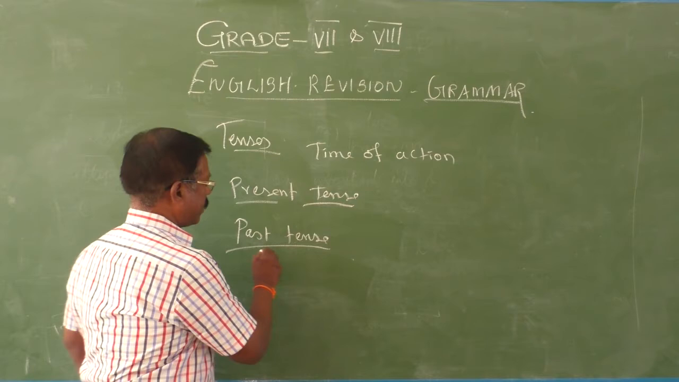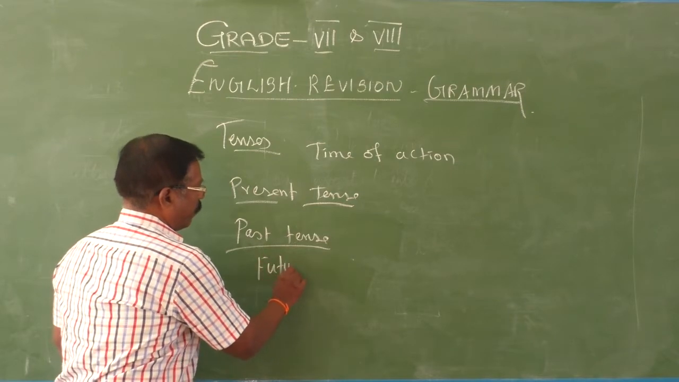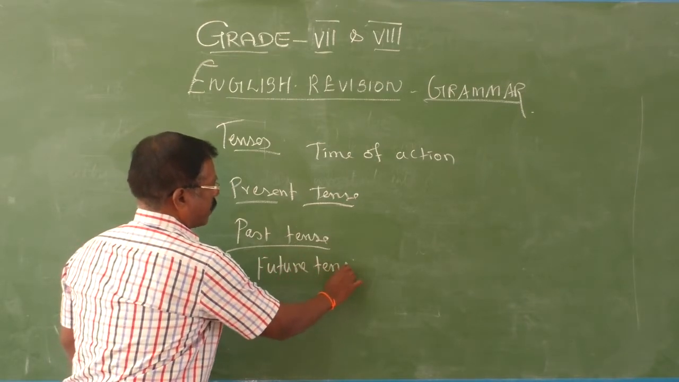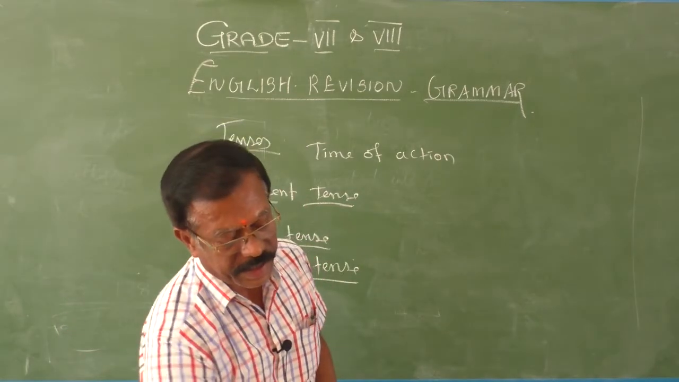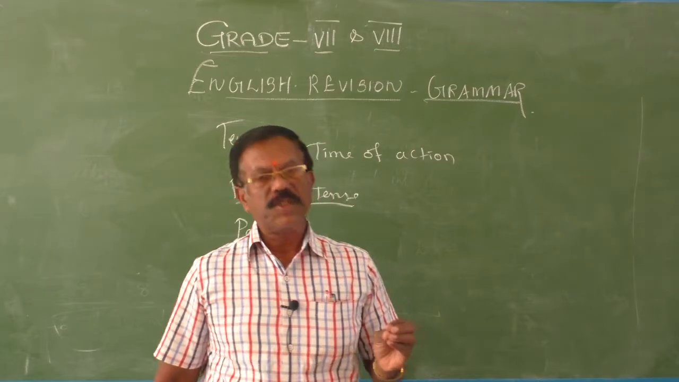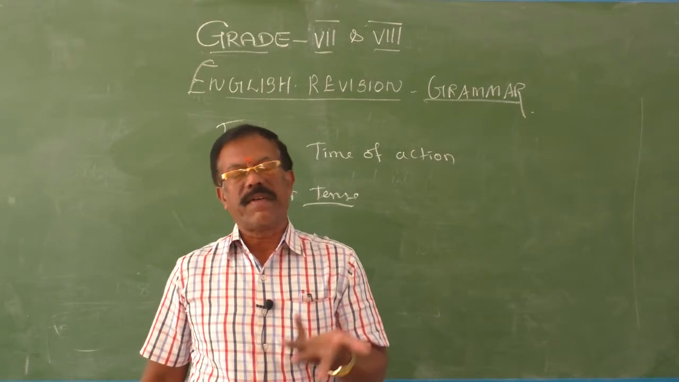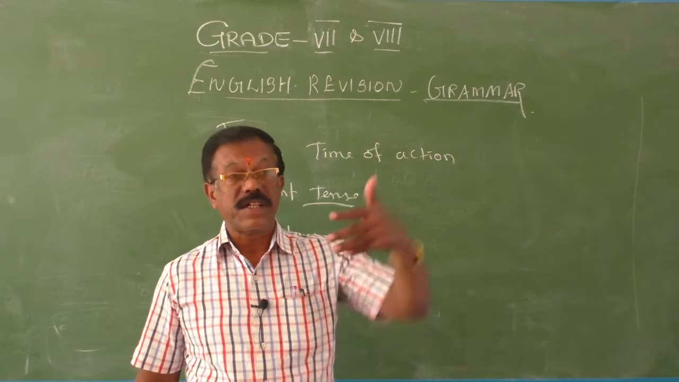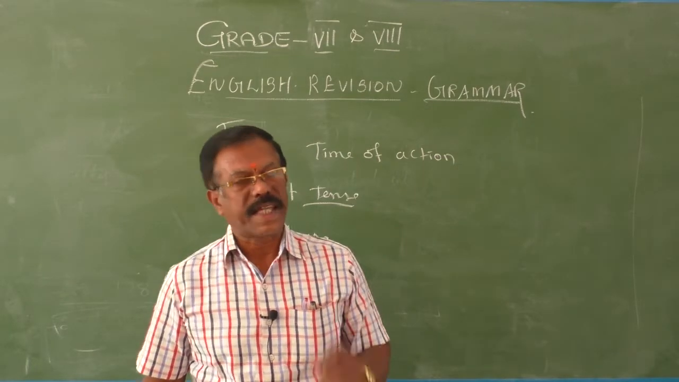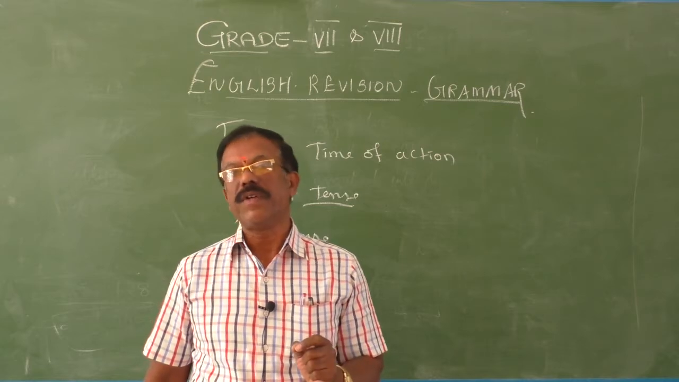Good, nice. Next, future. What do you mean by future tense? The action is going to take place. Future tense is nothing but action to take place. You may have a lot of plans to carry out, to execute certain things in your future, and that can be expressed with the help of future tense.